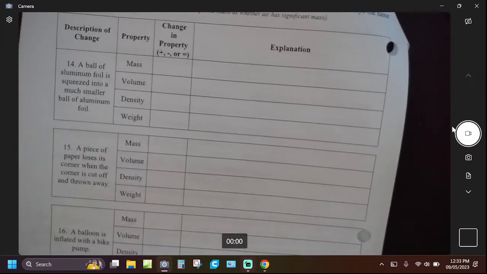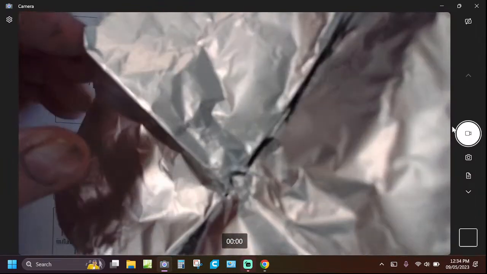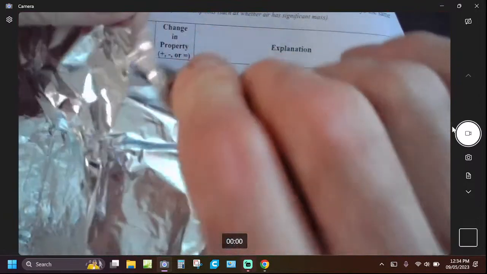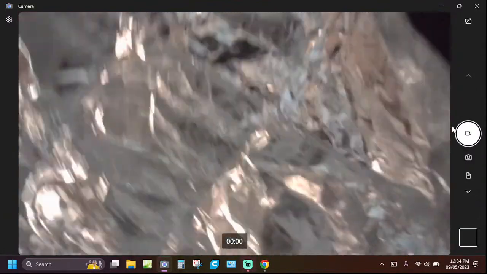All right. So I'm going to make a ball of aluminum foil. My mom moved from Georgia, the state of Georgia, to Vermont to live near us, and she had so much aluminum foil. We have this everlasting supply of aluminum foil.